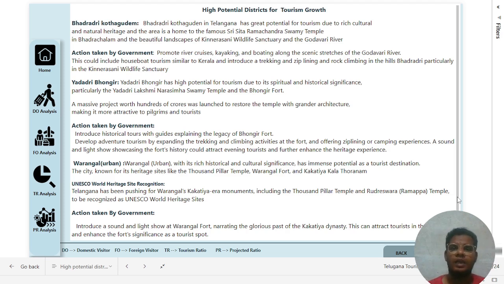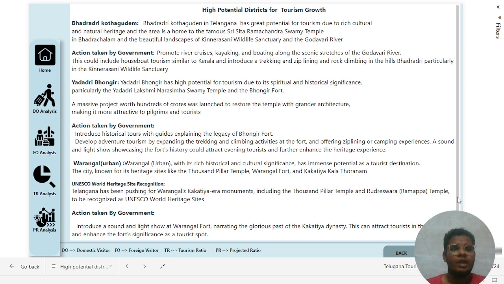In Bhadradri Kothagudem, Telangana has great tourism potential due to its rich cultural heritage. The area is known for the famous Sri Ramachandra Swami Temple in Bhadrachalam, the beautiful landscapes of Kinnerasani Wildlife Sanctuary, and the Godavari River. Actions to be taken by the government: promote river cruises, kayaking, and boating along the scenic stretches of the Godavari River. This could include houseboat tourism like Kerala, zip lining, trekking, and rock climbing in the hills, particularly in the Kinnerasani Wildlife Sanctuary.